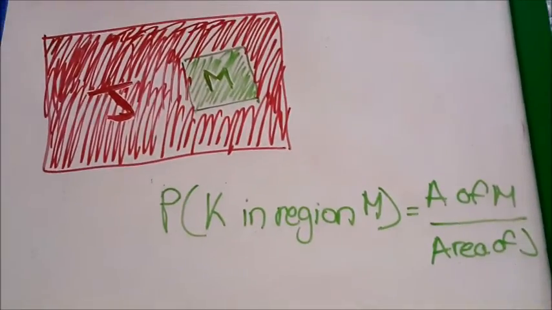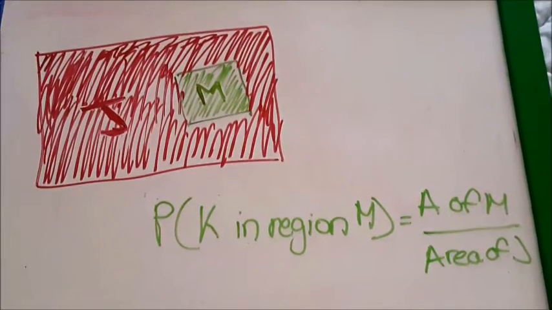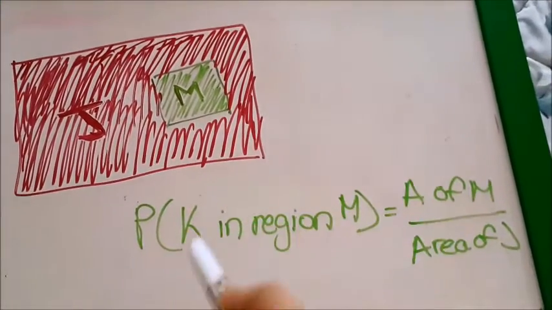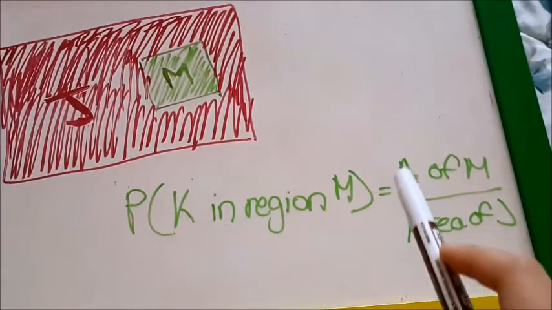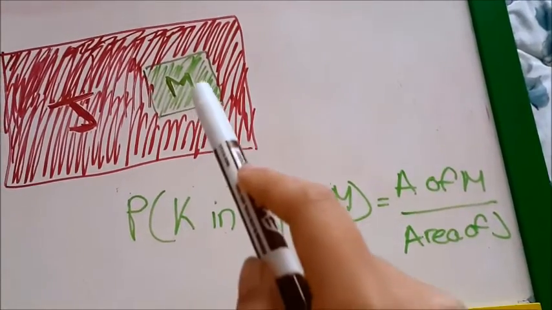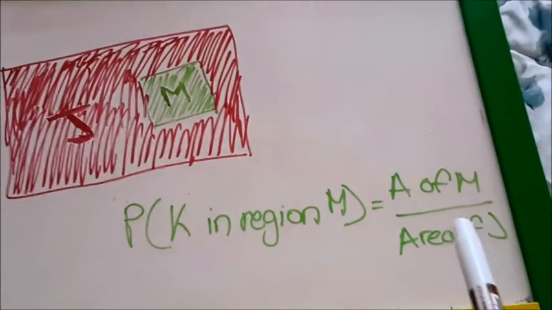An example of probability of area would be the probability of K in region M equals the area of M over the area of J.